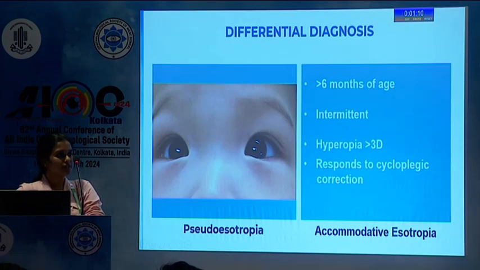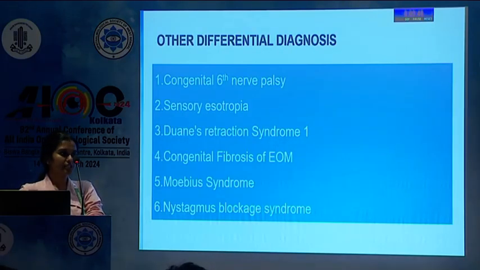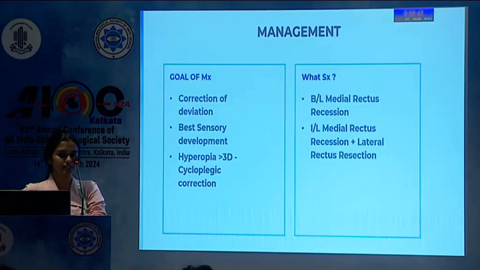So there are some important differential diagnoses that have to be ruled out before we move on to the management. The two most important differential diagnoses are pseudo-esotropia and accommodative esotropia. In pseudo-esotropia, there will be a wide nasal bridge with prominent epicanthal folds. In accommodative esotropia, they always respond to a cycloplegic correction, and the hyperopic shift will be of more than 3 diopters. These are the other differential diagnoses that have to be ruled out before we go for surgical management. And the goal of the management is to correct the deviation and give the best sensory development. For hyperopia of more than 3 diopter, a cycloplegic refraction correction has to be given.